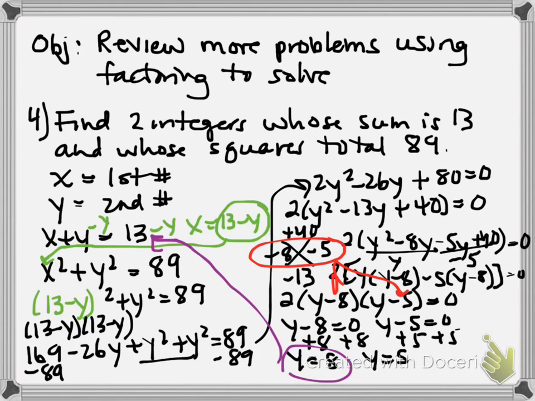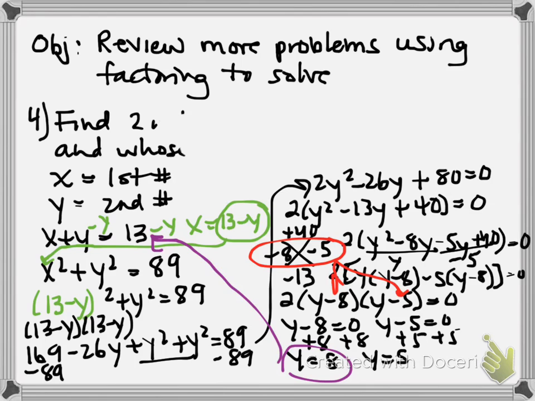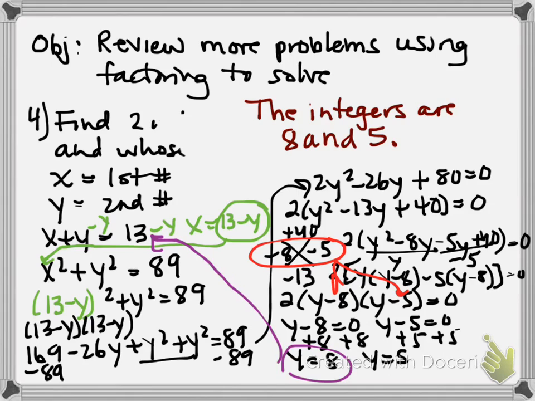So let's see, where would I write my answers? I'm going to erase up here for just a minute. We'll just erase this temporarily. And you would say the integers are 8 and 5. And again, the order of those are not important. And the word and is right here because I have 2 different numbers. And I need to have those 2 numbers to actually make this work.